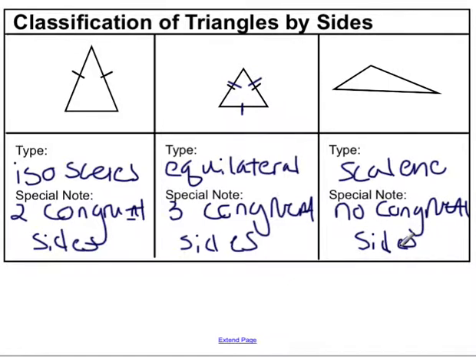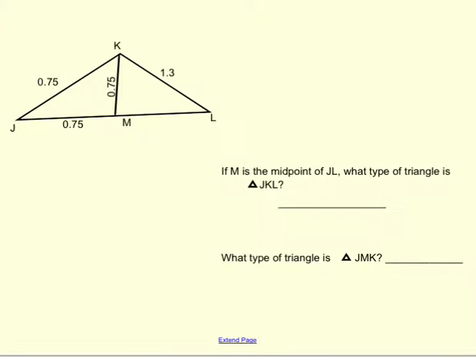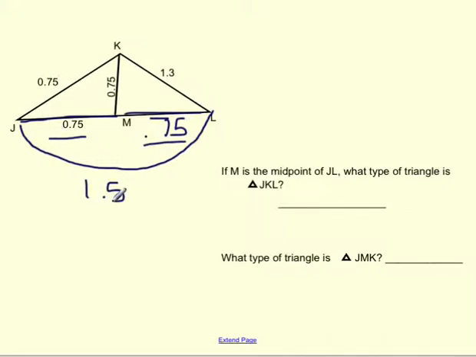Okay. All right. Let's take a look at this first problem here. So it says if M is the midpoint of JL, so if M is the midpoint, if this is 0.75, then this right here is also 0.75. And just for reference to myself, JL, this whole way across, would be 0.75 plus 0.75, which is 1.5. If M is the midpoint of JL, what type of triangle is JKL?